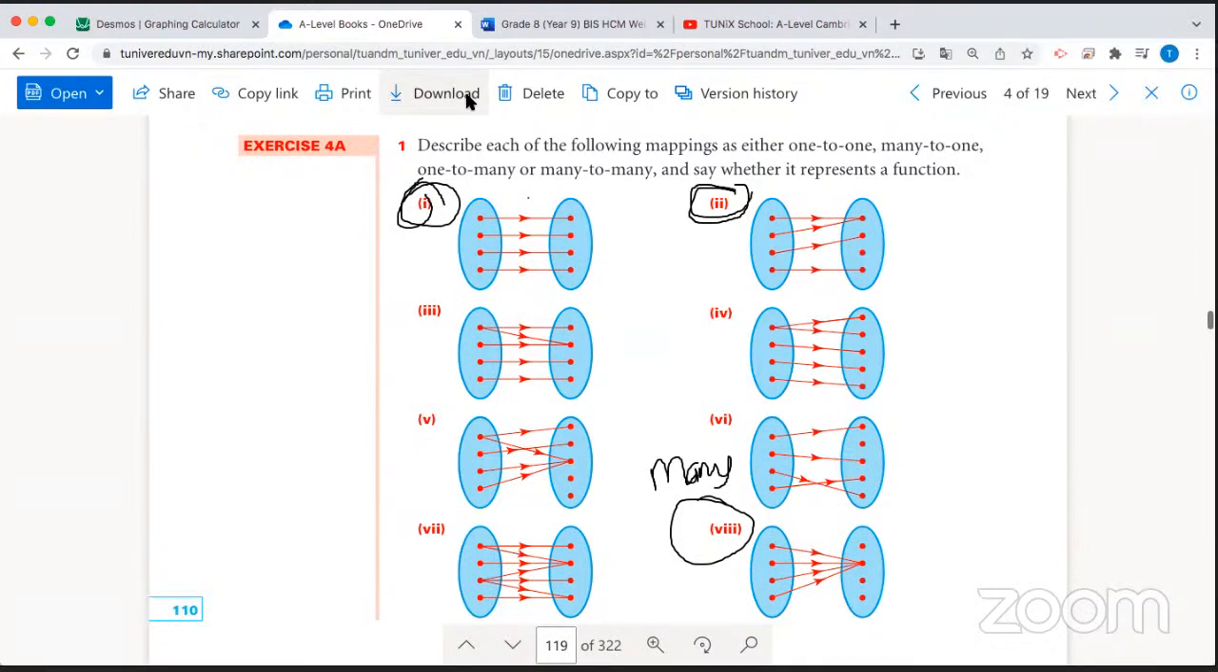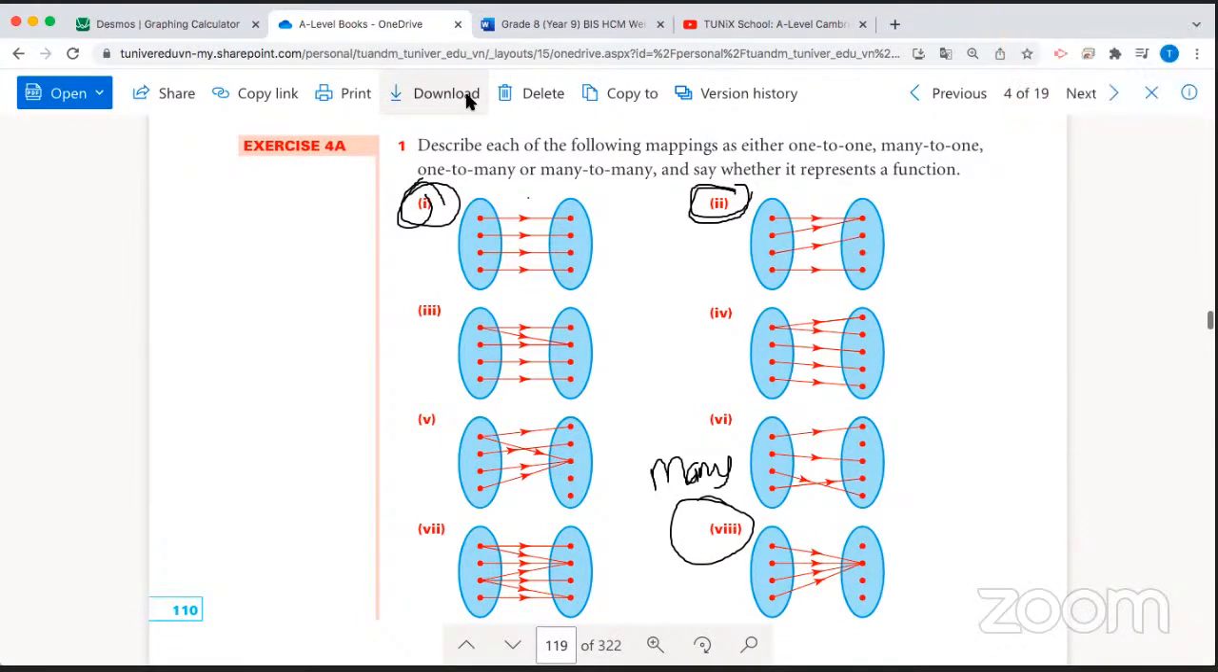Many to one? No, I don't think so. Yeah, many to one also, right? One to one and many to one are also functions. But number 2 doesn't have a function, I don't think. And what about 3? One to many. Yeah, one to many, so it's not a function. Okay, 4. Number 4 we have one to many. So it's not a function either, right? Yeah, one to many.